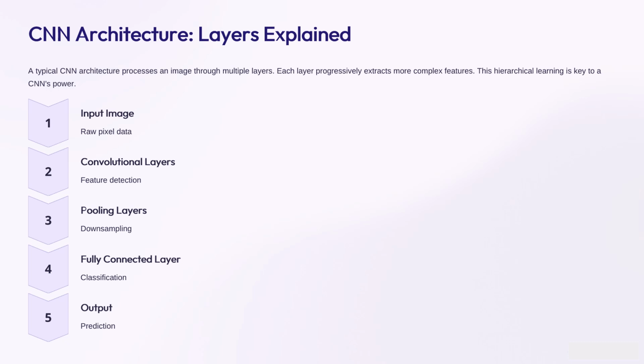Then fifth one is the output layer. This gives the final result like cat or dog. It predicts the class of the given input image. Each layer has a role. As we go deeper into the network, the understanding becomes more abstract and complex.